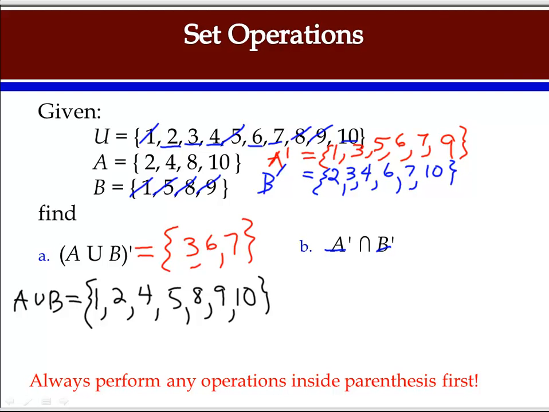So we look at the elements in A prime and B prime, and we see that they both have a 3, they both have a 6, and they both have a 7. And that means that our set that makes up A prime intersect B prime is the set 3, 6, and 7.